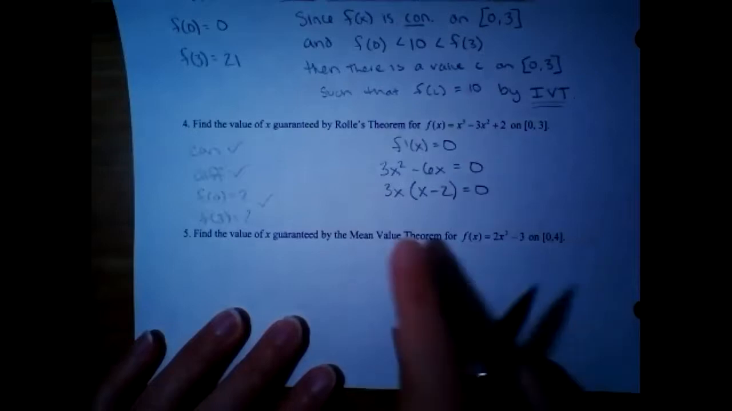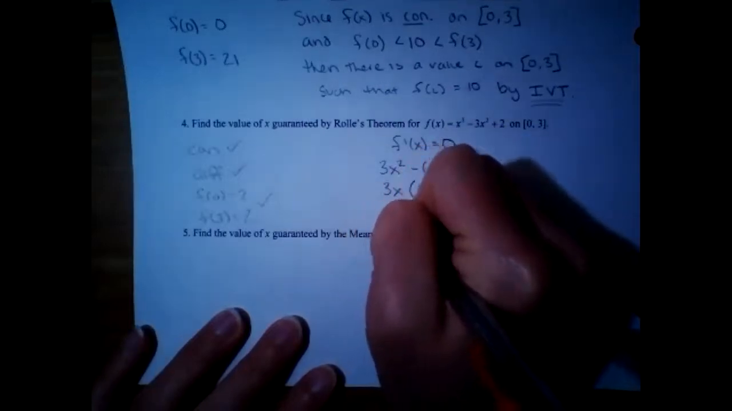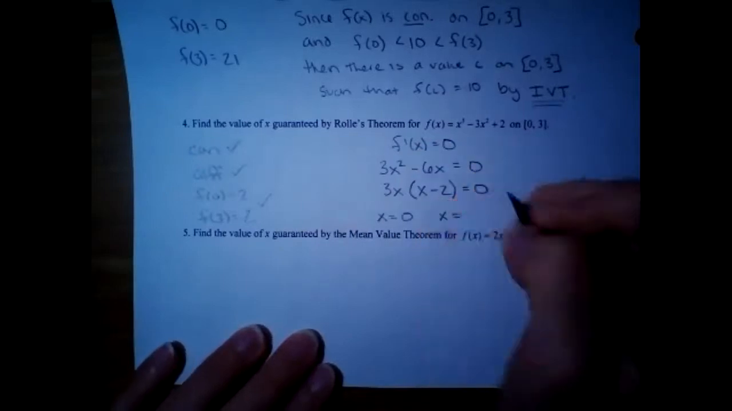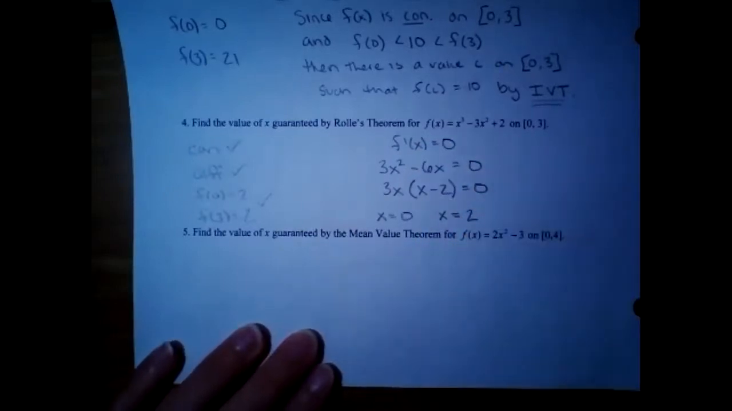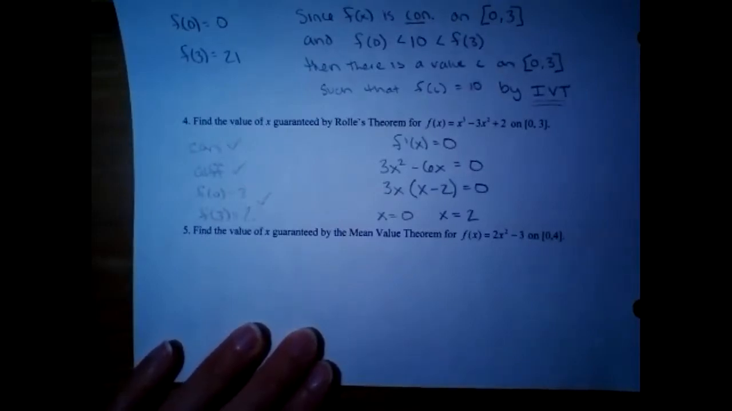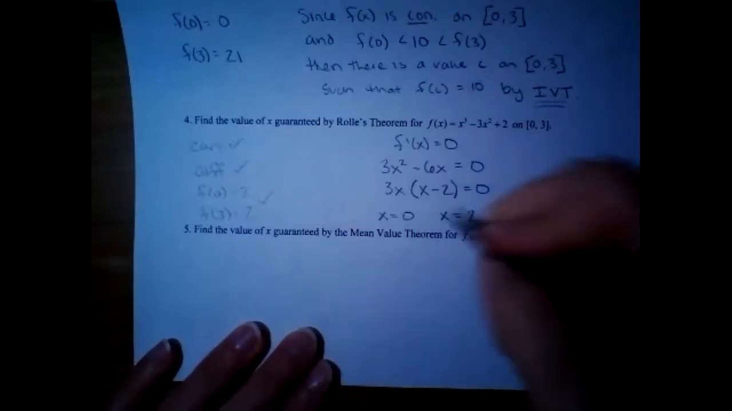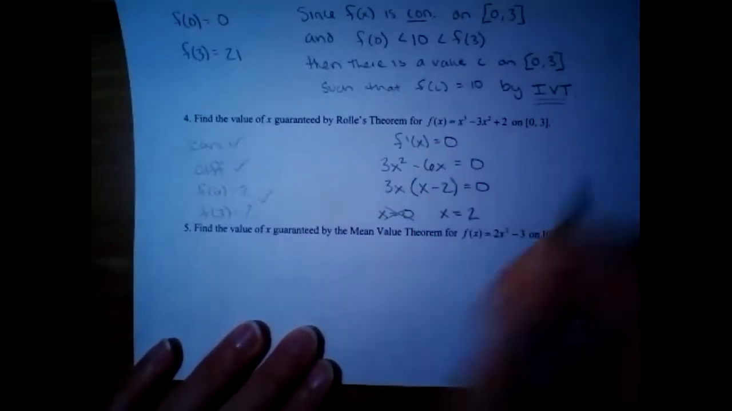And so we're going to set each of those equal to 0. So 3x equals 0. That's just going to give you 0. And then this one's going to give you 2. Now, one of them is our answer, and one of them we have to dismiss. So guys, which one do I have to get rid of? Because one of them is not an acceptable answer. Good. I'm going to have to get rid of 0. And I get to keep 2.